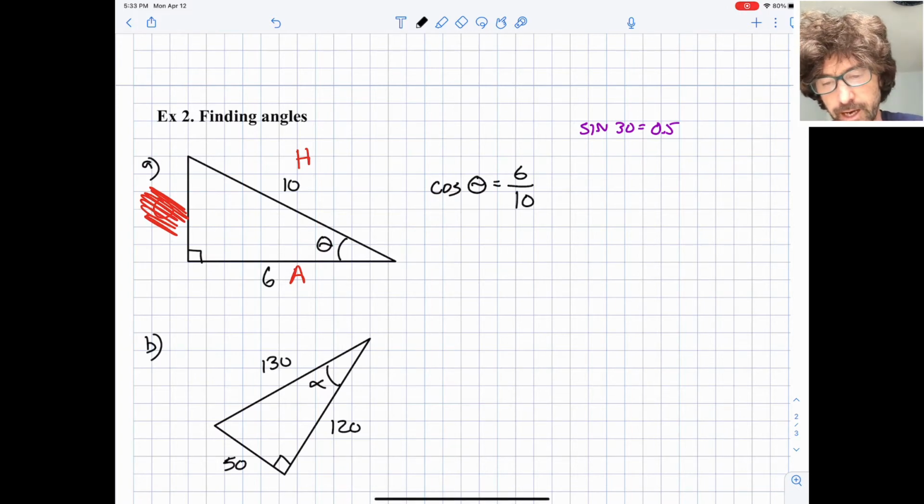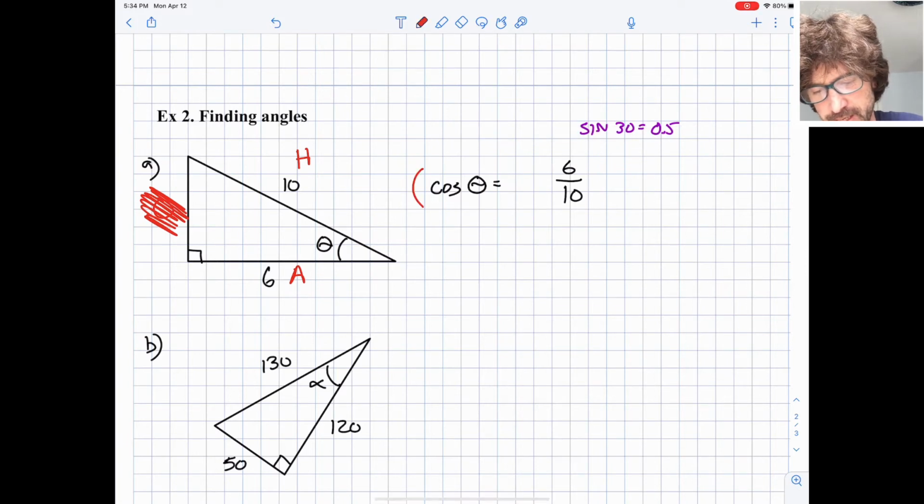Okay, what we're actually going to do right now to get theta by itself, you might think, oh, can we divide by cosine? No, you can't divide by cosine. Cosine's not a number. Cosine's an operation or a function, okay? So what we can do is undo the cosine. And what we're going to do is take the inverse cosine of both sides.